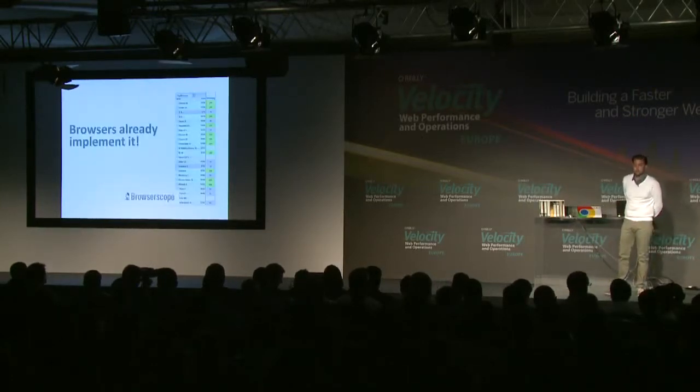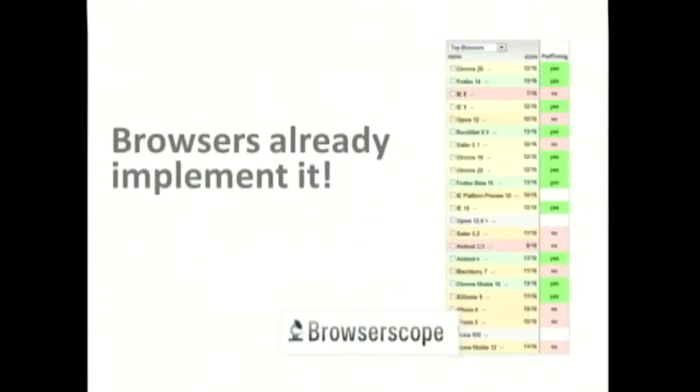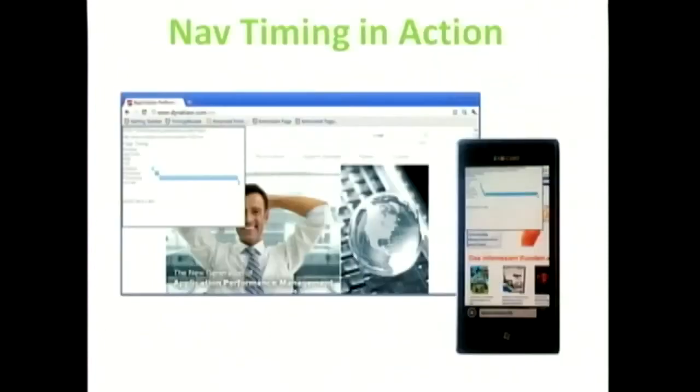Next question is, what's the browser support right now? And the good news is browsers are already supporting it. I've taken the statistics here from Steve's page Browserscope, where they're testing for the availability of the web timing API in browsers, and you see that most modern browsers today support it except Safari, but there's hope that at some point Safari will support it as well. And here you have two pictures in action. One is showing navigation timing in Chrome, and the other one is on a Windows mobile phone. I actually had to take a real photo here because I don't know how to make screenshots on this phone.